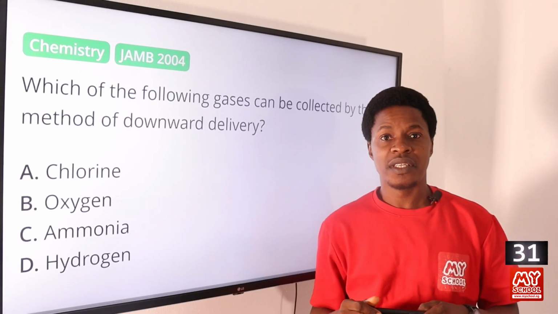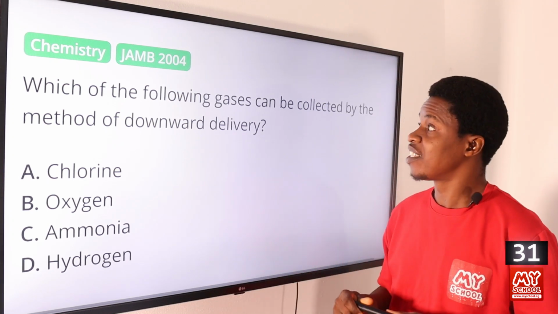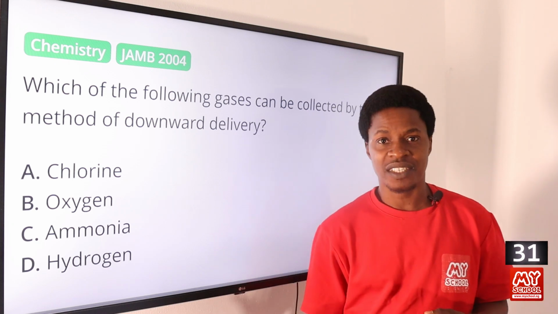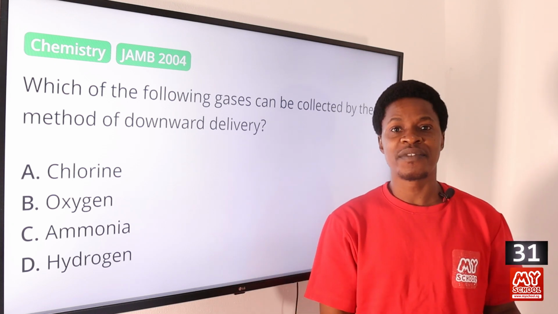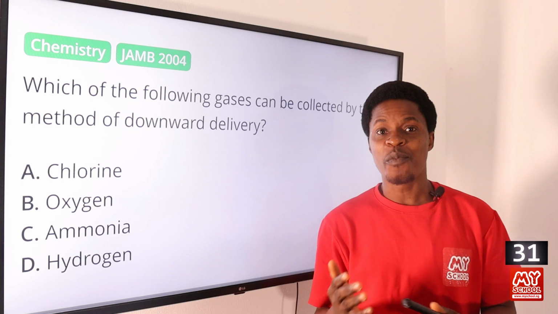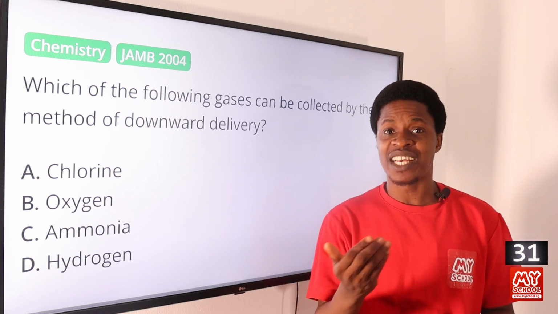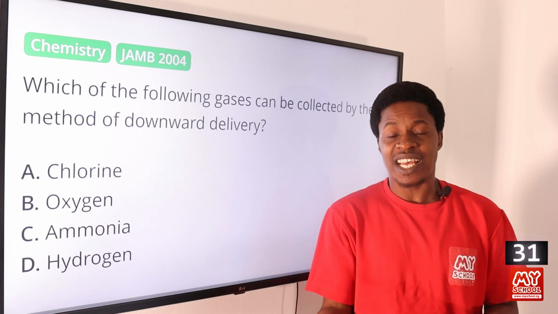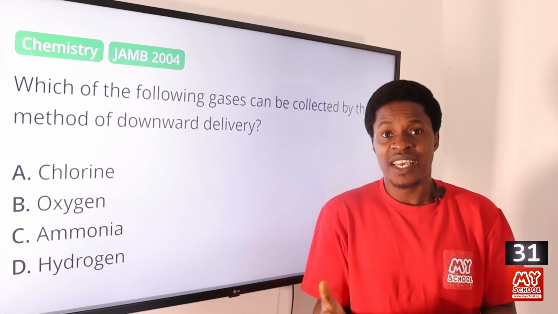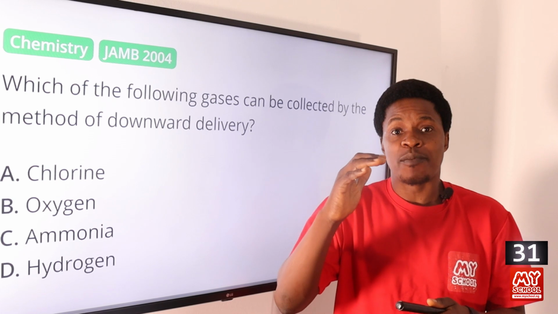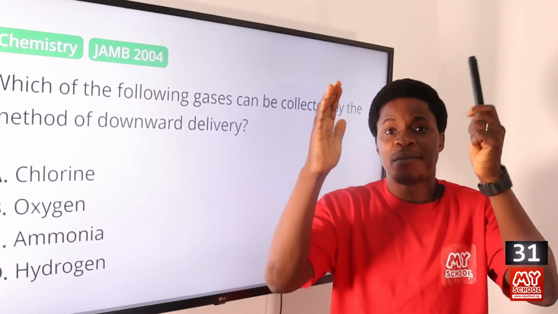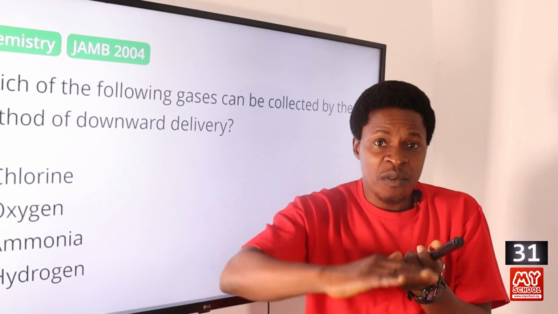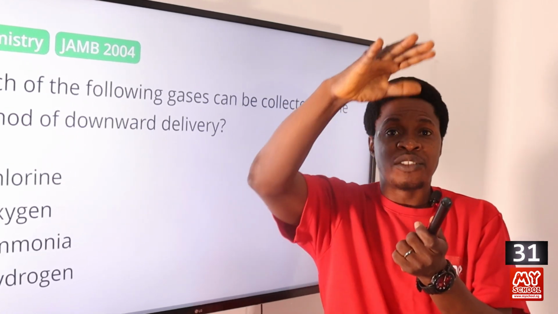On to question number 31. Which of the following gases can be collected by the method of downward delivery? You know, we have downward delivery, we have upward delivery. Upward delivery is a method of gas collection for gases that are less dense than air. When you compare, that means air is heavier than them. So because air is heavier than them, in a container, you can have air downward, while you have them just above it.